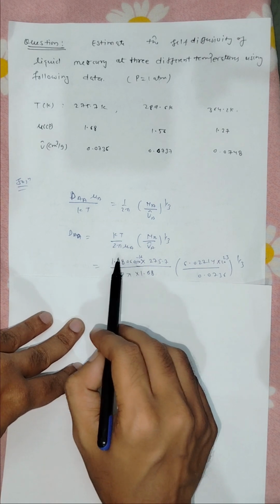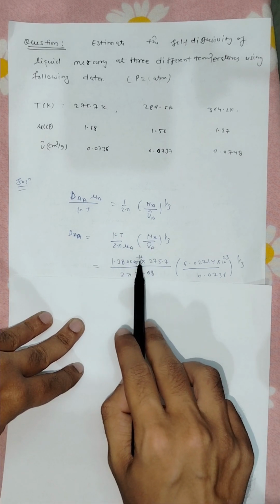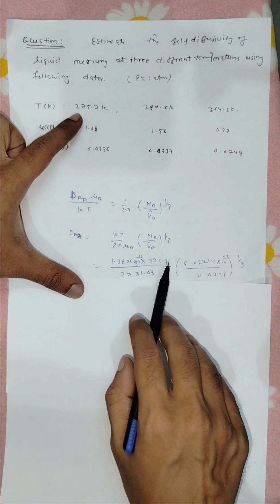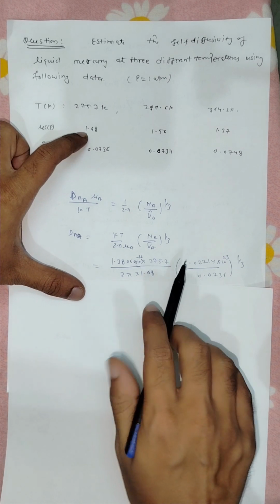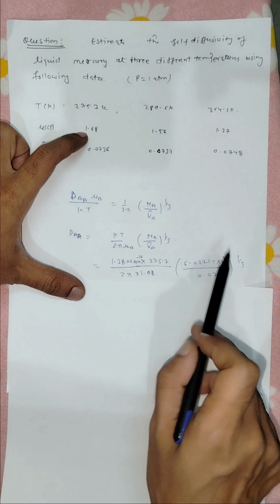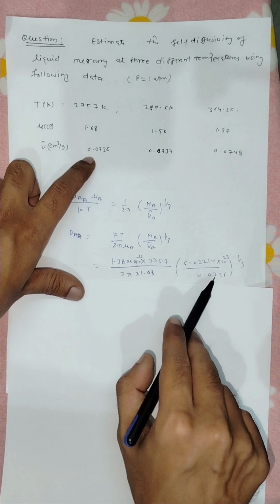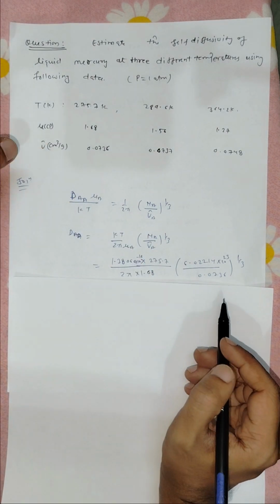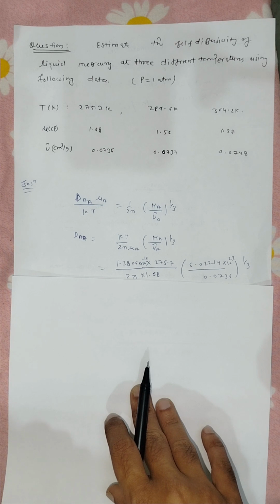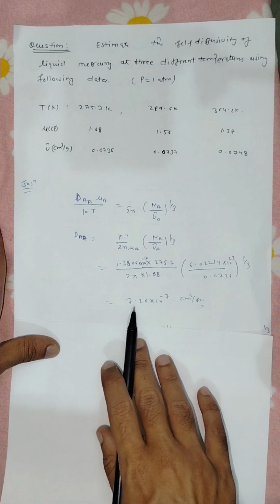These are the values for the mentioned variables and constants here. K is 1.38 into 10 to the power minus 16, into temperature. We are estimating at the very first temperature, 275.7, upon 2 pi mu A, so this is 1.68 into Na, Avogadro's number, which is 6.022 into 10 to the power 23, upon the specific volume 0.0736 to the power 1 by 3. After putting this in the calculator, we get the self diffusivity at temperature 1, that is 275.7 Kelvin, in centimeter square per second. This value comes out to be 7.26 into 10 to the power minus 7.